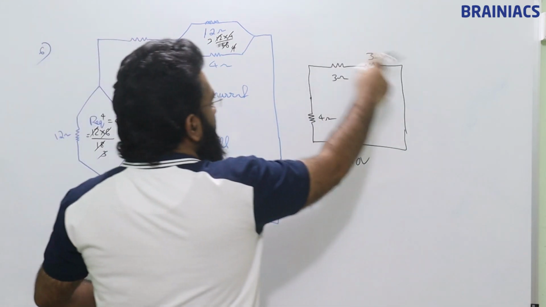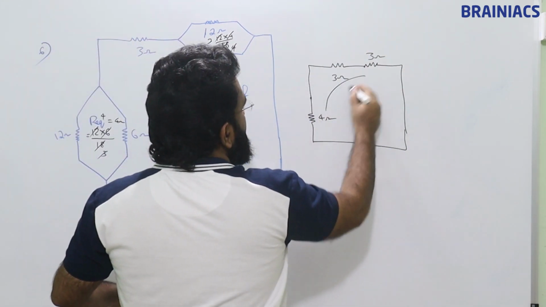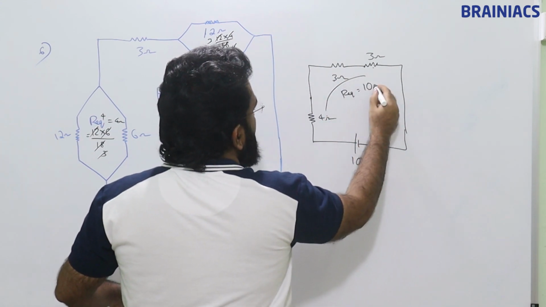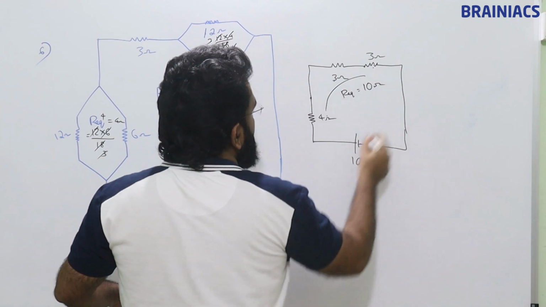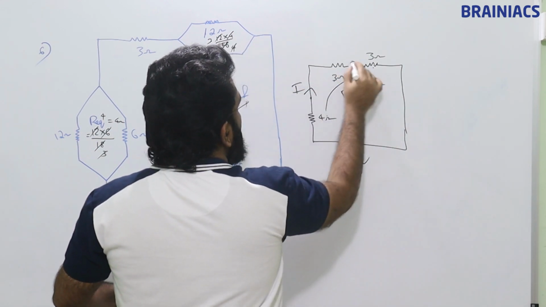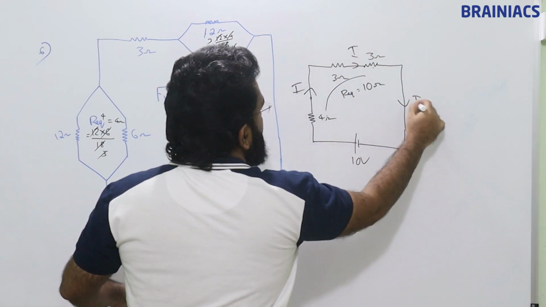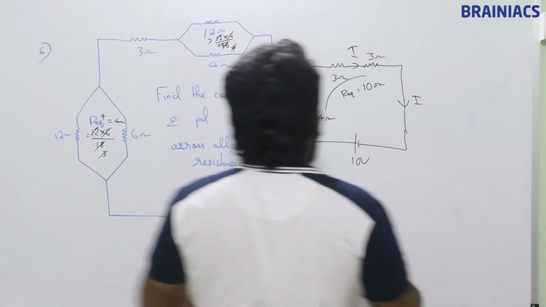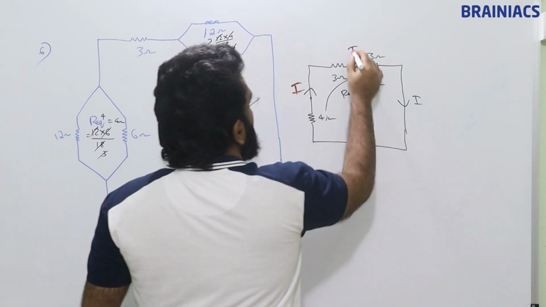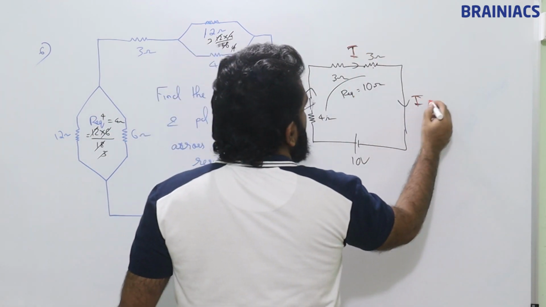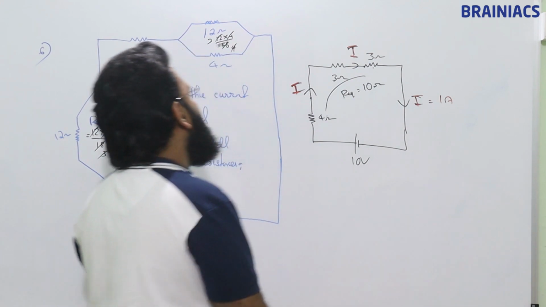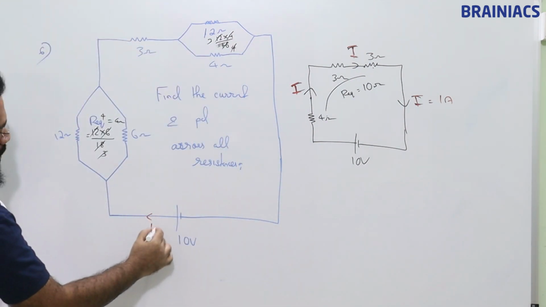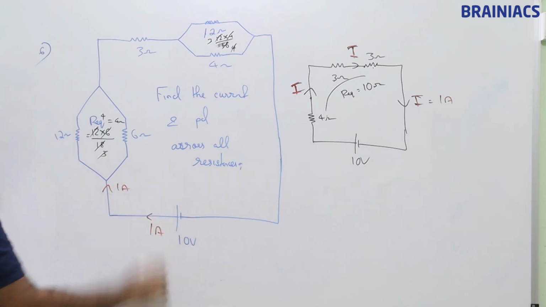So now they are all in series. So R equivalent here is 4 plus 3 plus 3, which is 10 ohm. So the current that is flowing, I is equal to how much? 10 by 10 is equal to 1 ampere. Okay, all these are current. This is going to be 1 ampere. 1 ampere current is flowing.